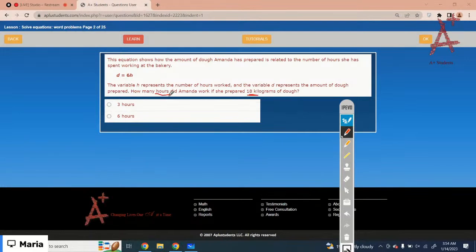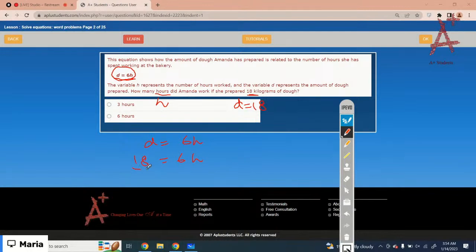So you have to find the number of hours. You have to calculate the value of h and you are given the dough she prepared, d equals 18. Got it? Just replace the variables with the value. Just replace the d with the value. D is 18, so it is 18 equals 6h. Got it?